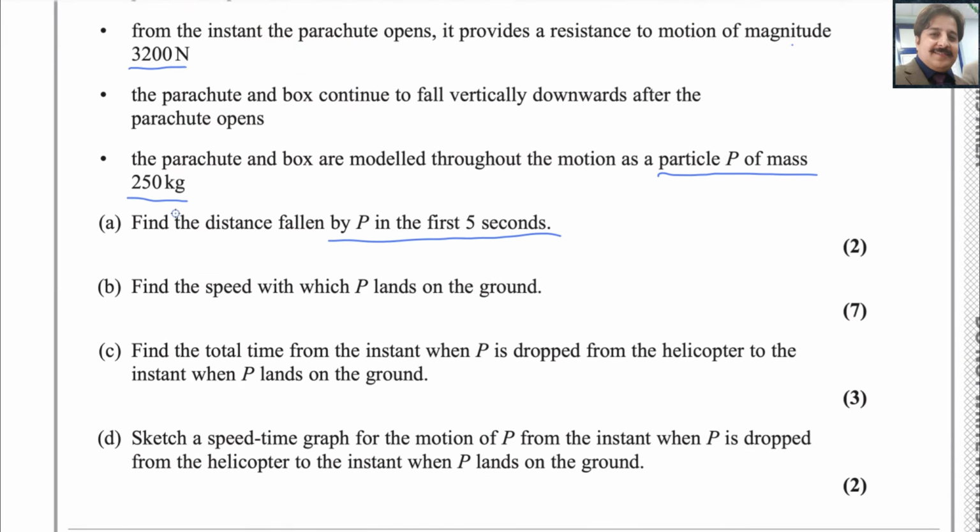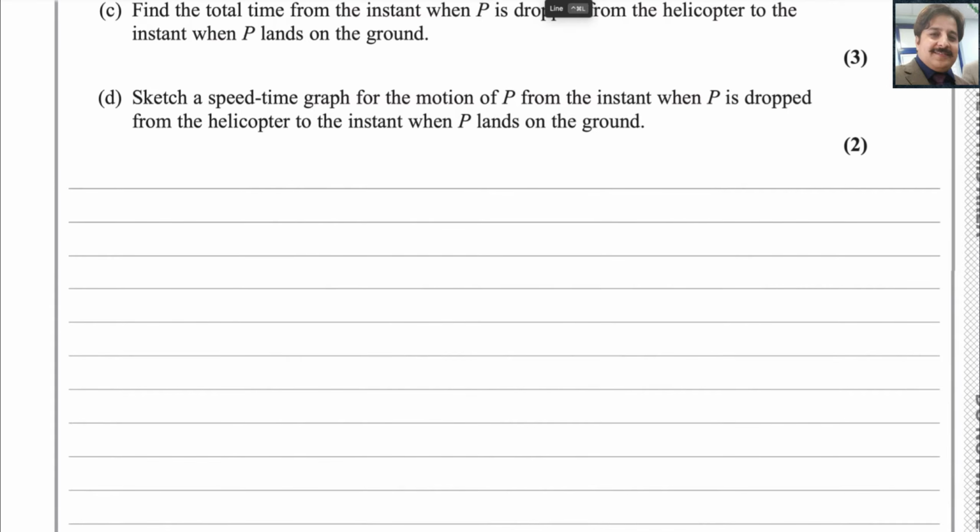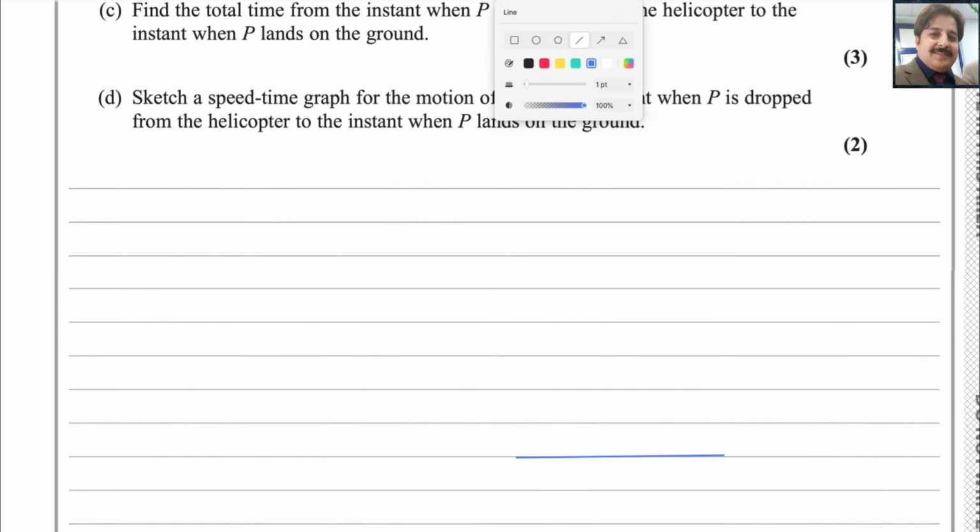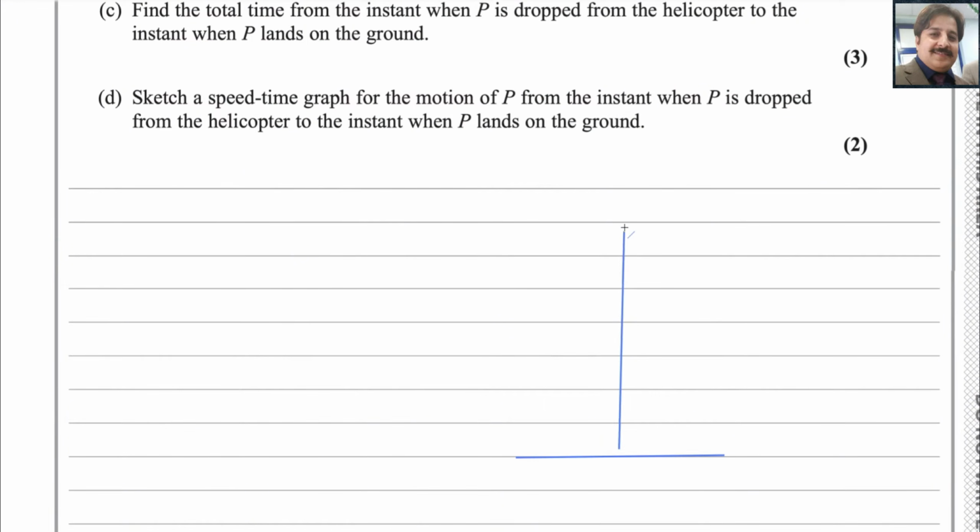Okay, so let me draw the diagram over here. Let's say this is the ground. The helicopter is hovering at 520 meters above the ground, and the box is thrown. Actually, we are considering the box and parachute as one single particle. The mass for both will be 250 kg, as given in the question. Let's say this is the box and parachute together. The mass of this particle P is 250 kg.